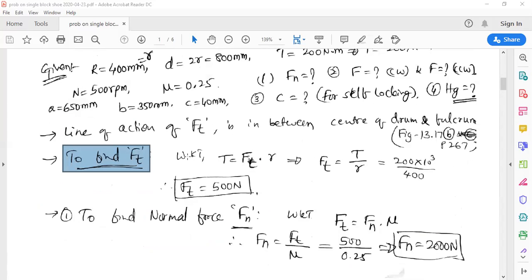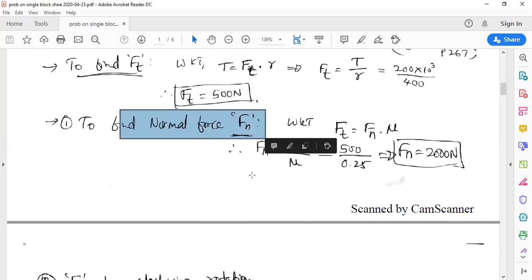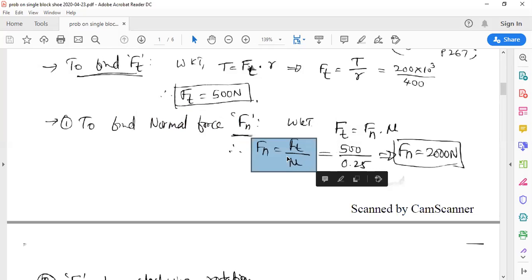So initially, if torque T is given, well and good. If not, you have to use P equal to 2 pi n T divided by 60 into 1000, and then use T equal to Ft into R. By using that, you get the tangential load acting on the drum because of the frictional force. And then we go for the calculation of normal force, which is given by Fn is equal to Ft by mu. This equation we wrote while deriving the equations of F in the previous session.